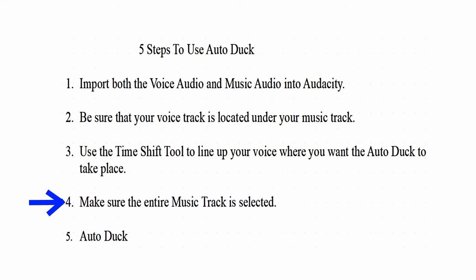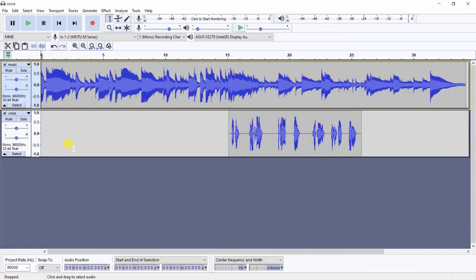Number 4. Make sure the entire music track is selected. And to select the entire track, you can do it in one of two ways. You can simply put your cursor here on the track, double click, and you'll notice that now the entire track is highlighted, meaning that it has been selected. Now I'm going to single click just to show you the other way.